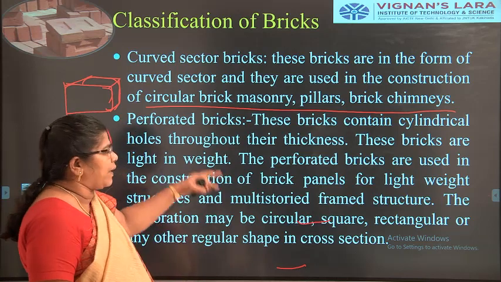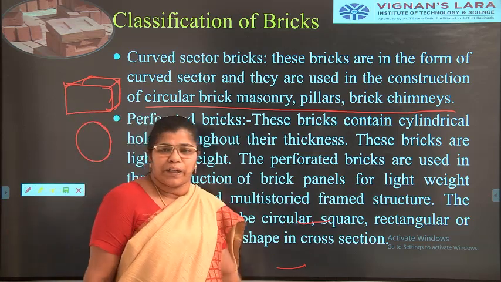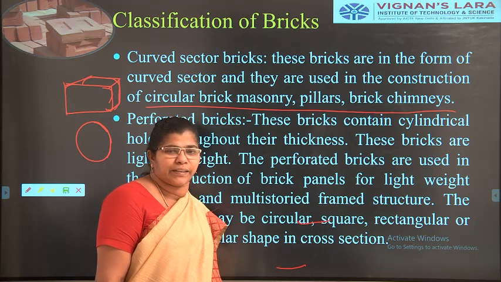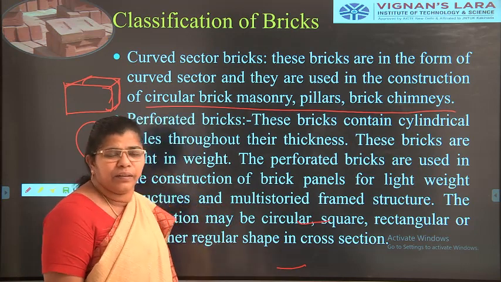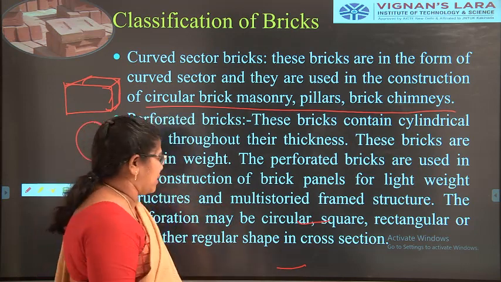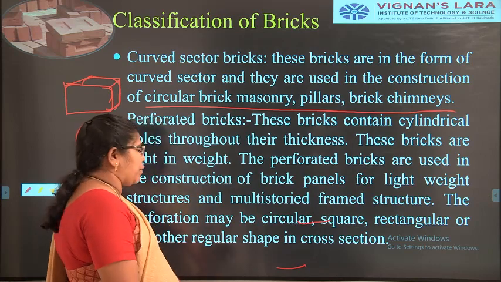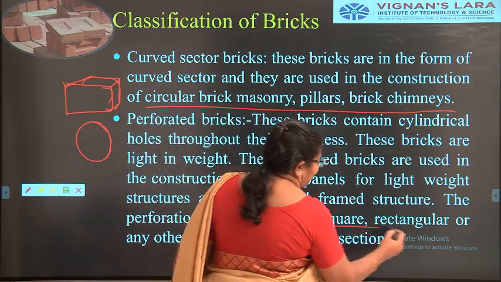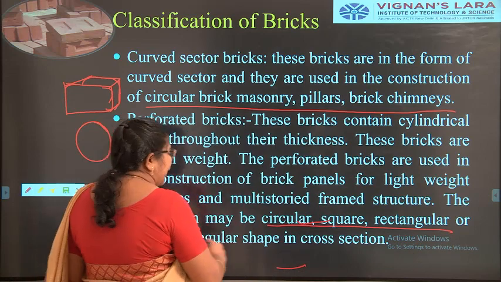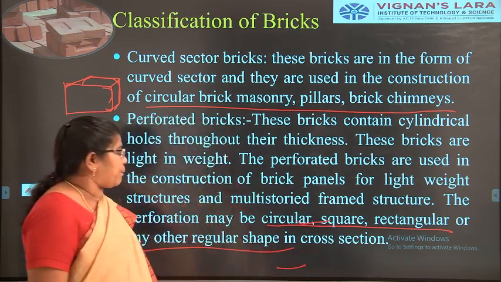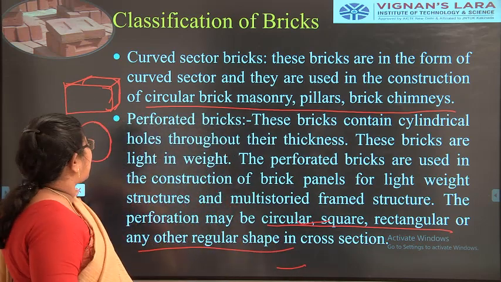It will be light in weight, and it will mostly be perforated bricks of this size, and this is mainly done with autoclave structures. The perforation may be circular, square, rectangular, or any other regular shape in cross section. These are the curved bricks.